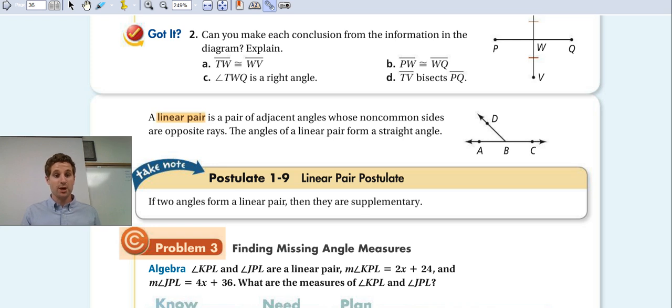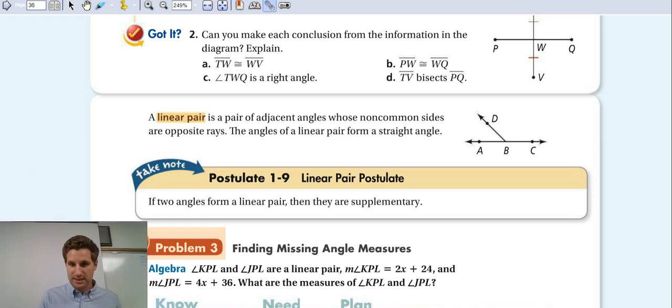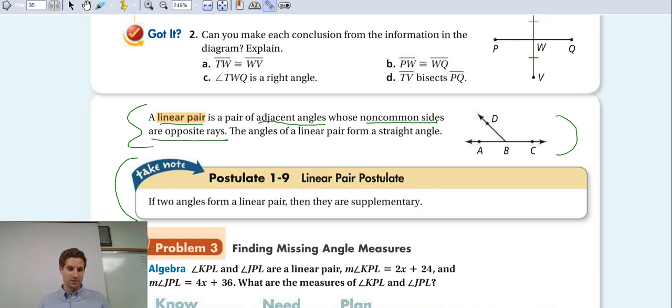Next, we have a linear pair. If you look at this right here, ABC, we call angle ABC a straight angle, which is 180 degrees, but we can also call these two angles together a linear pair. It's a pair of adjacent angles whose non-common sides are opposite rays, which forms a straight angle. So I want you to go ahead and write this down with this picture, and then also include this postulate. If two angles form a linear pair, then they are supplementary.